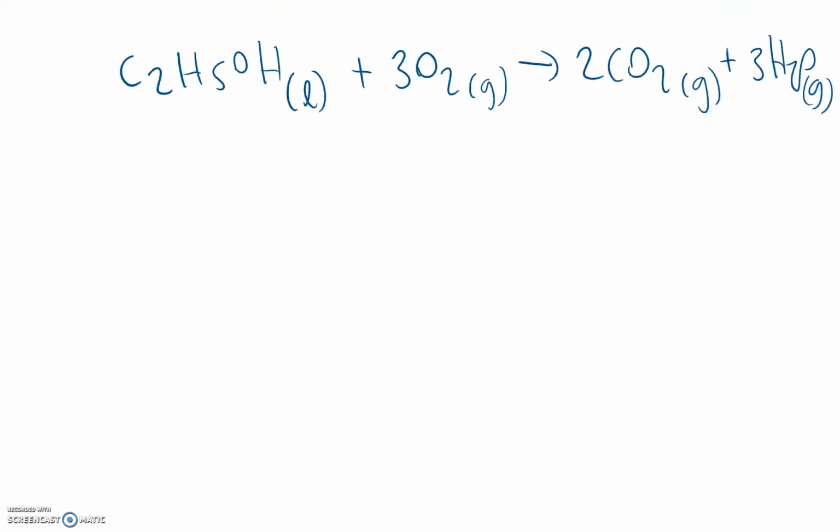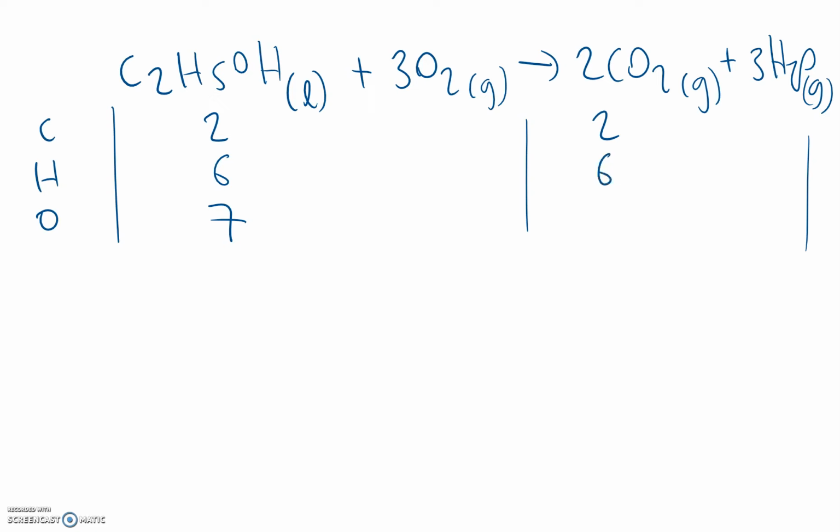And I can double check that's balanced by listing the elements on the left and writing down the amounts below each side of the equation. On the left side I have 2 carbon, 6 hydrogen, 7 oxygen, and on the right side I have 2 carbon, 6 hydrogen, and 7 oxygen. So this is my final answer.